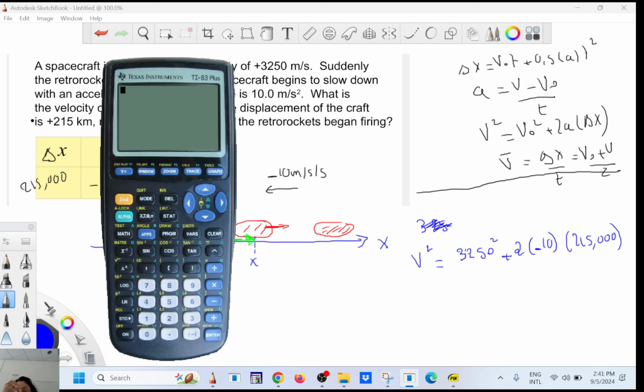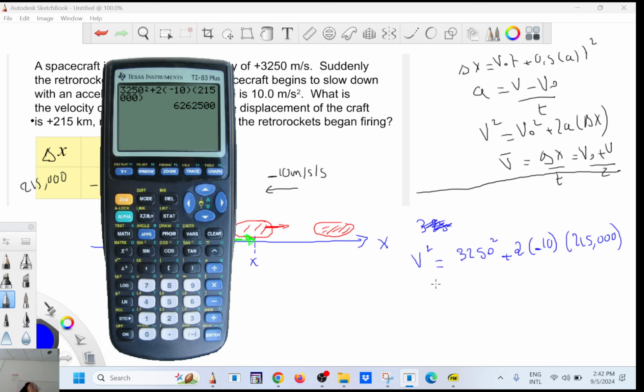So do it so. 3,250. Don't wait for me, okay? Don't stare. Look, if you have a TI, it's very nicely done. Minus 10, and then 215,123. Close the parentheses. Boom.